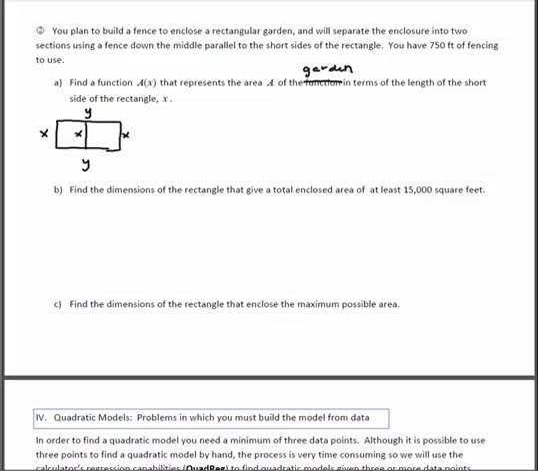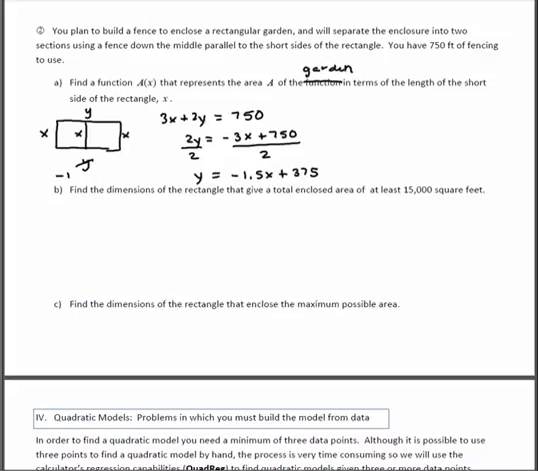I do know a relationship between the x's and the y's. Namely, I only have 750 feet of fencing in all. So I know that 3x plus 2y can equal 750. I'm going to solve that equation for y. First, I'll subtract the 3x and then divide by the 2. So y is negative 1.5x plus 375.